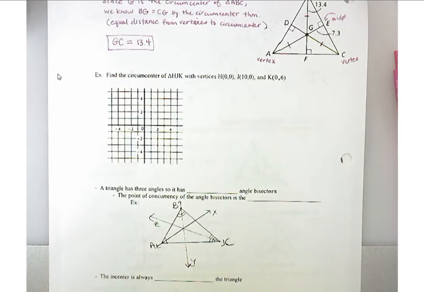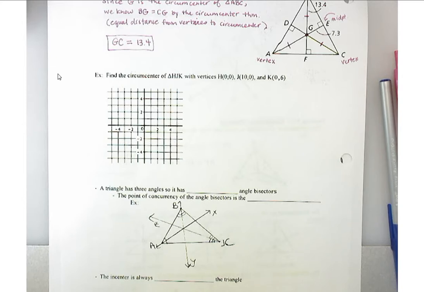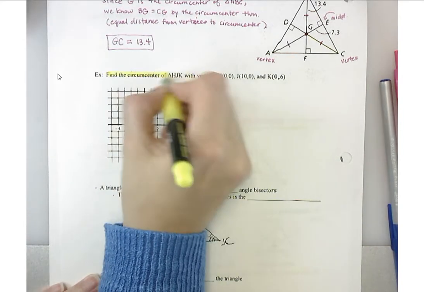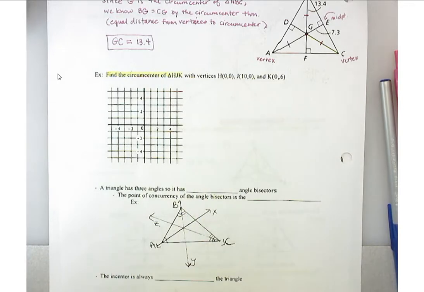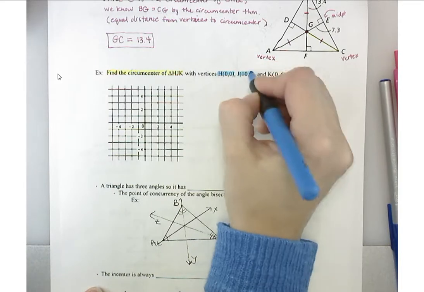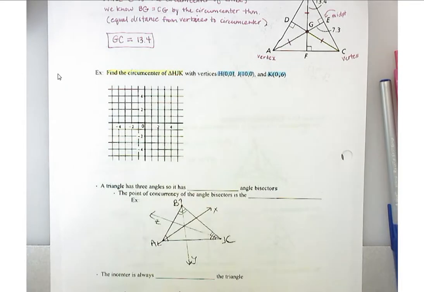All right, now for our next example, still talking about the circumcenter, we are going to find the circumcenter of this triangle, and they give us vertices that we are going to plot. So go ahead and plot those 3 points. While you guys are doing that, I will get you some straight edges so that those look nice.